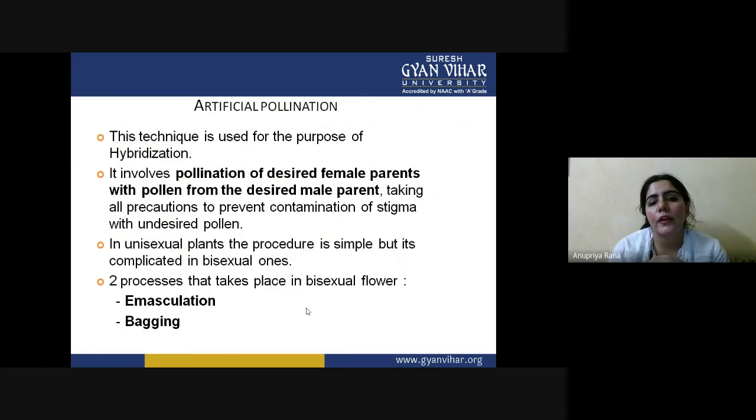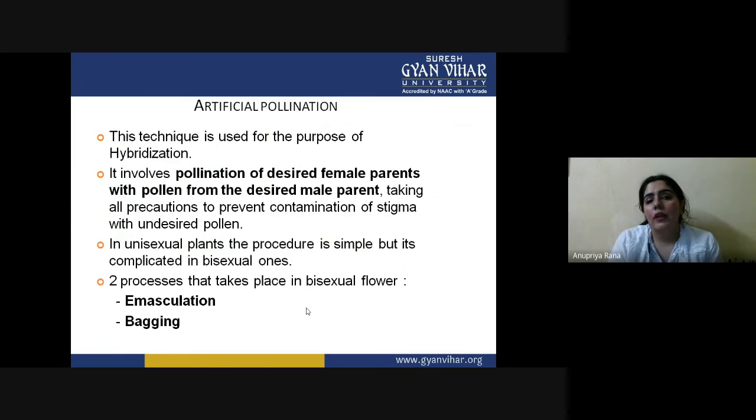Now artificial pollination also happens. Now we want to introduce some kind of plant with specific features. If we want features of our own interest, at that time we do artificial pollination. This technique is used for the purpose of hybridization. Basically, if we want better characters from the parents, we go for artificial pollination. It involves pollination of the desired female parent with pollen from the desired male parent, taking all precautions to prevent contamination of the stigma with undesired pollen.